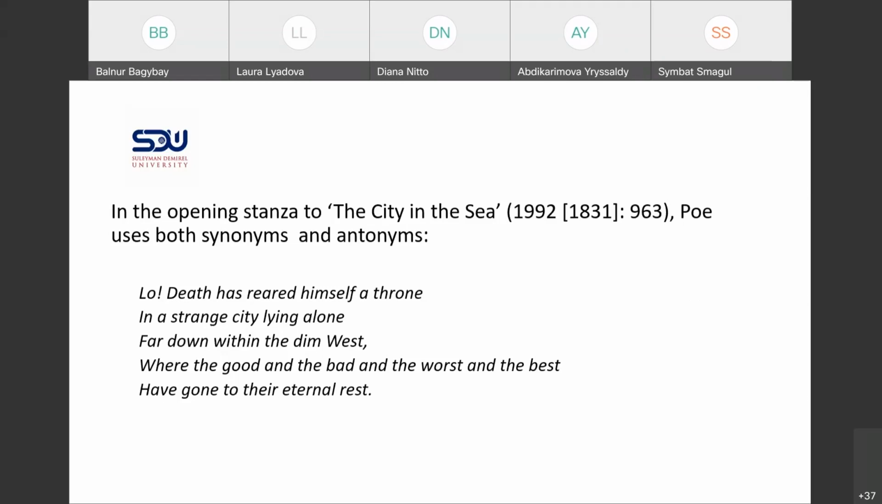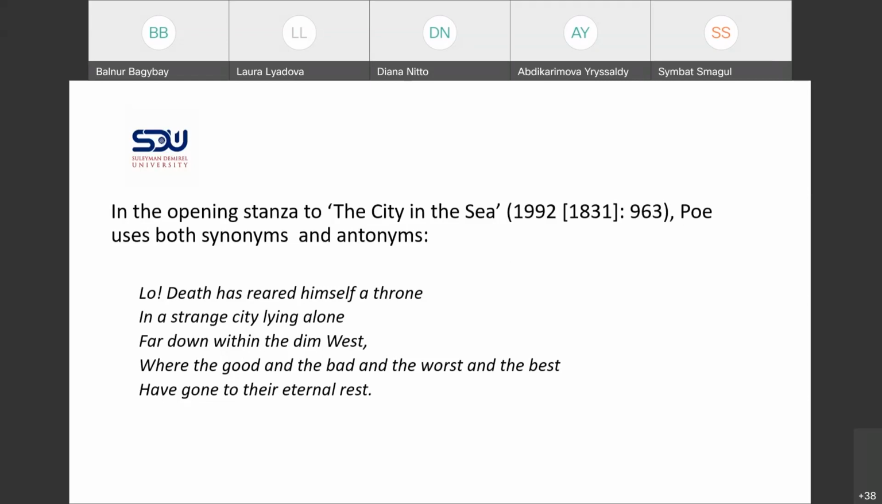Okay, so guys, you may probably have noted that there are some antonyms presented as well. So what are the antonyms? Good and bad, worst and best. Lovely. So in the fourth line here, Poe used two sets of antonyms. First of all, the evaluative adjectives good and bad, and next he used the superlatives worst and best. That's a very interesting thing, that he juxtaposes the ordering of these pairs.